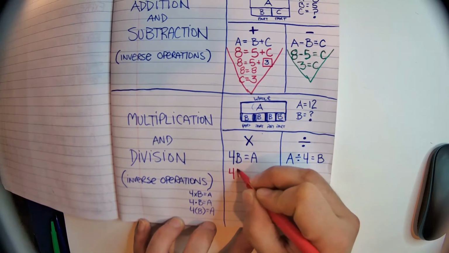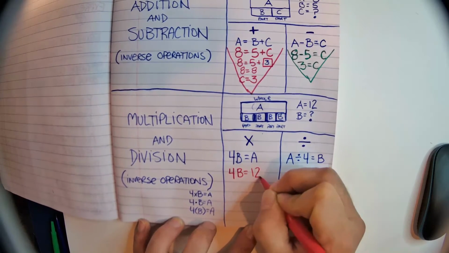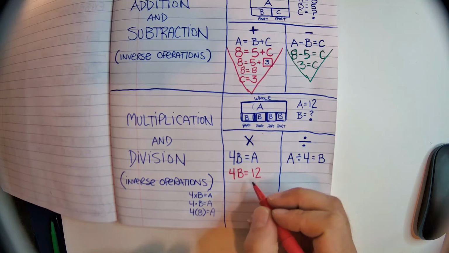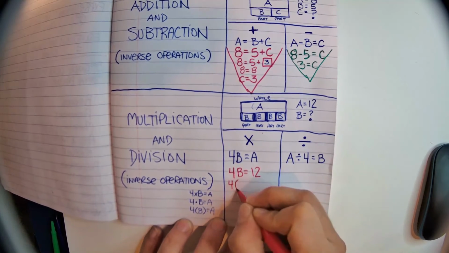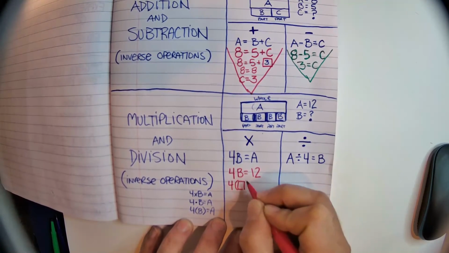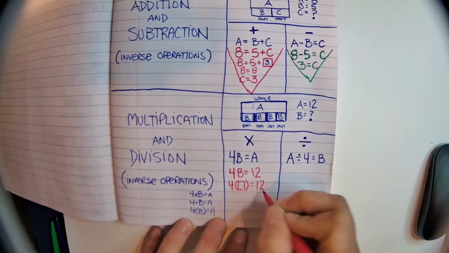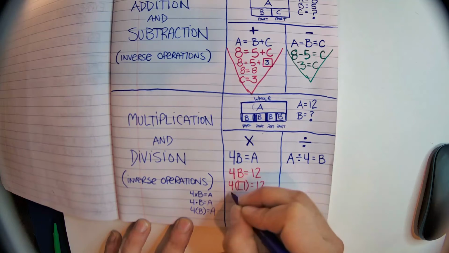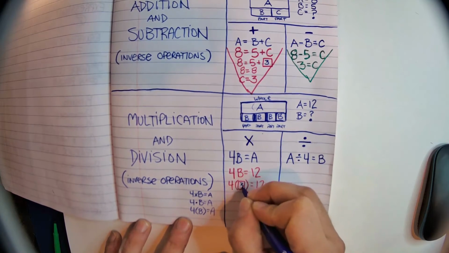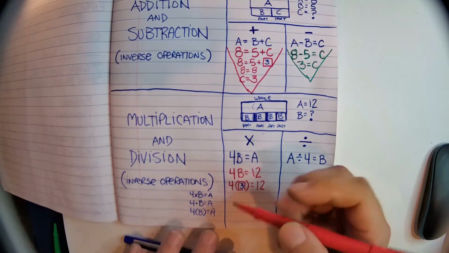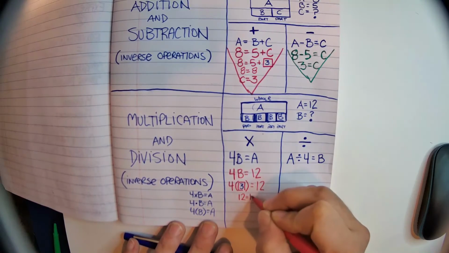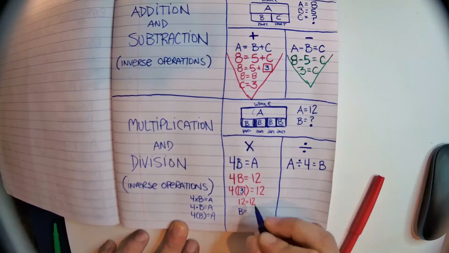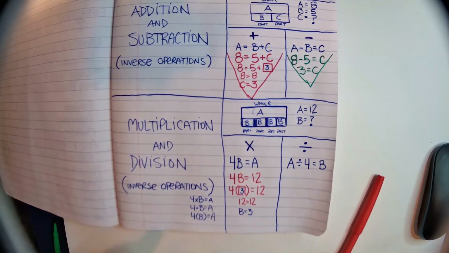All right. So over here on the left side, we're going to replace A with 12. 4 times B is equal to 12. So now we have to think: 4 times some number is equal to 12. What number would make this true? 4 times what equals 12? 3, right? So let's check our work. 12 is equal to 12, and if 12 is equal to 12, then B is equal to 3.